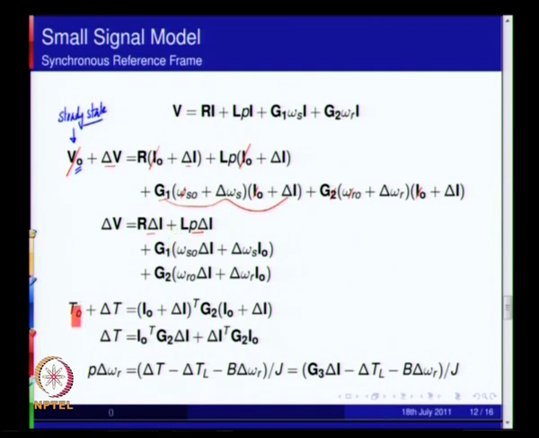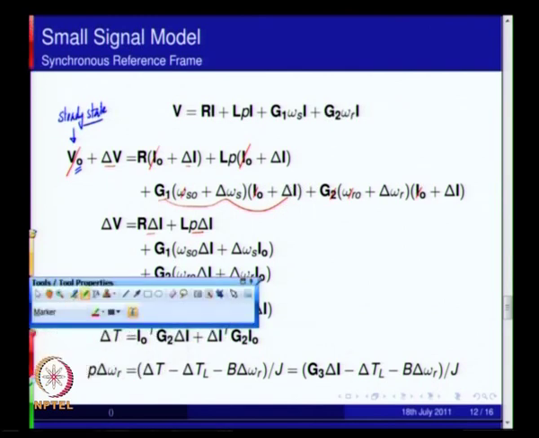The generated electromagnetic torque is given by I transpose G2 I. So, torque will then undergo a small change, which is given by I naught plus delta I transpose G2 into I naught plus delta I, and therefore delta T itself can be written by this expression.